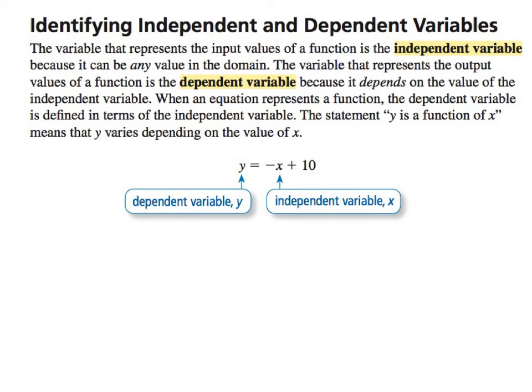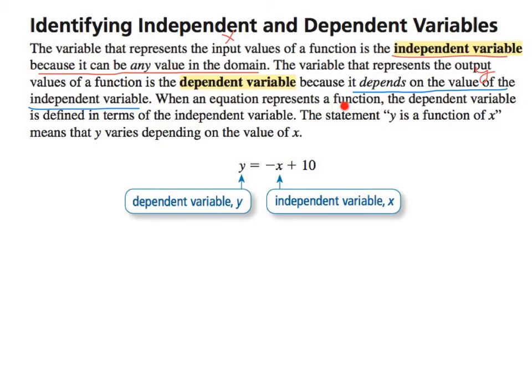Now, when you identify an independent and dependent variable, the variable that represents the input values, which would normally be x, is the independent variable because it can be any value in the domain. The variable that represents the output values of the function, which is y, is the dependent variable because it depends on the value of the independent. So y depends on x.